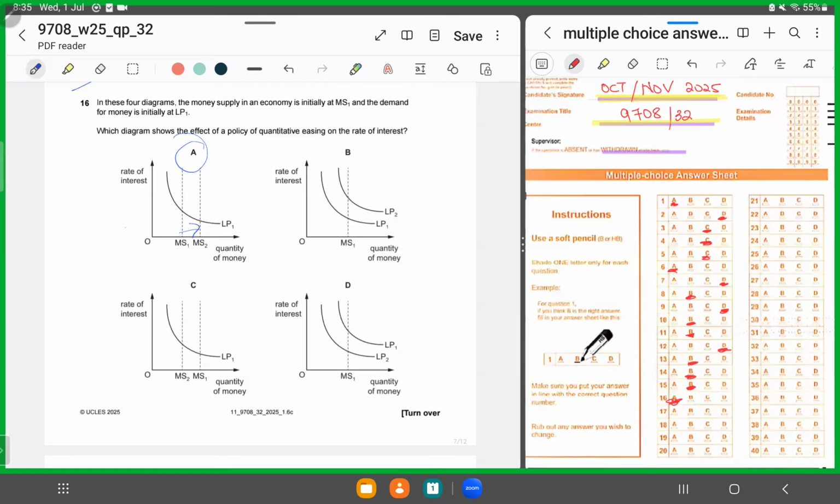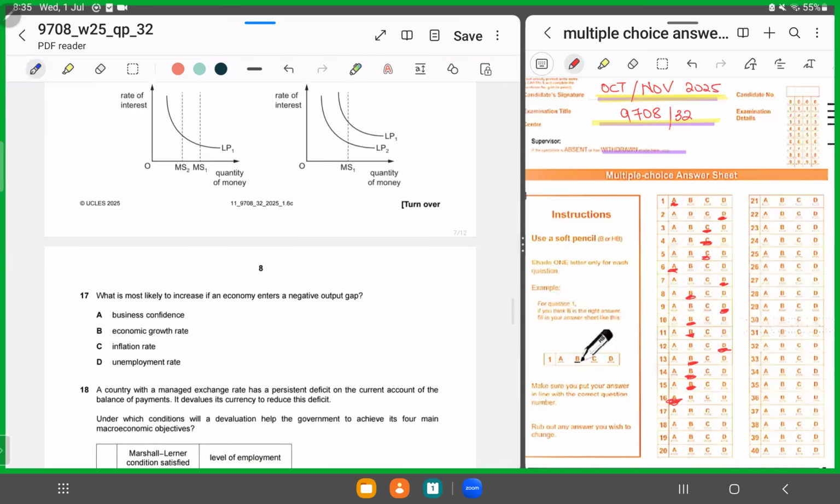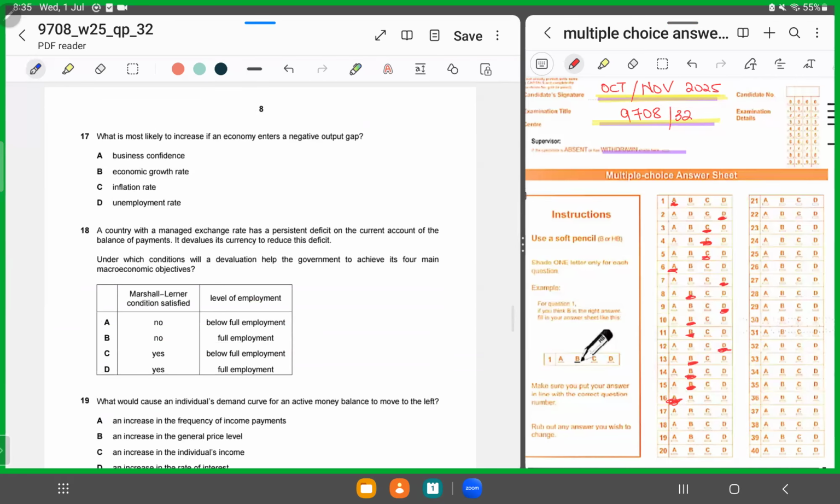Moving forward. MCQ number 17. MCQ number 17 says what is most likely to increase if an economy enters a negative output gap. A negative output gap is where actual GDP is less than the potential GDP. That means you are underutilizing your resources. So that means there is unemployment. So the unemployment rate would increase. 17 will shade in D.